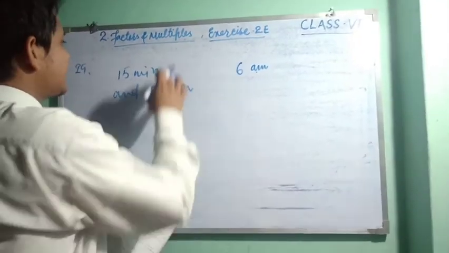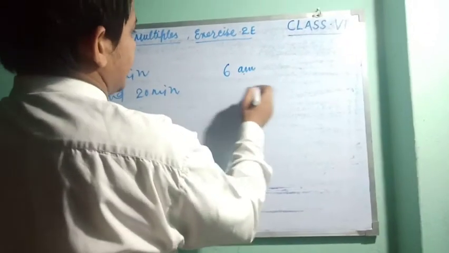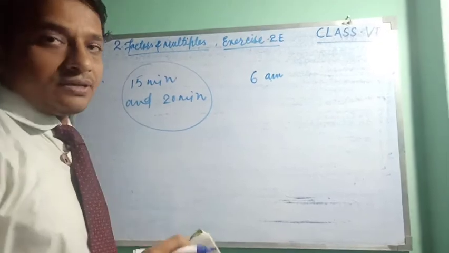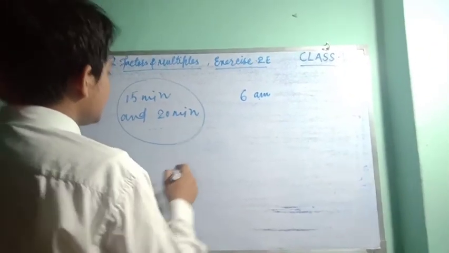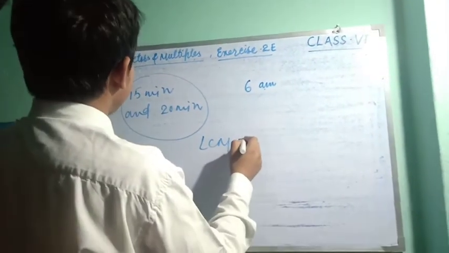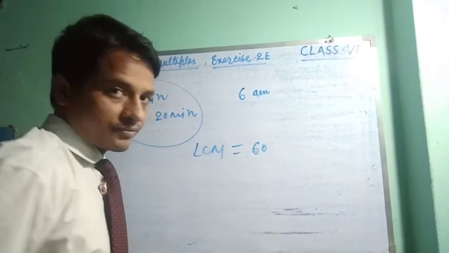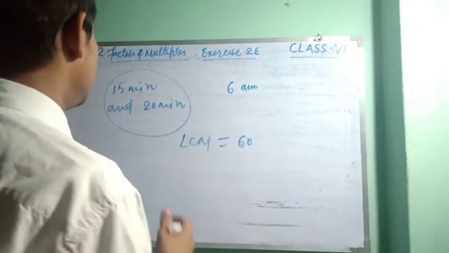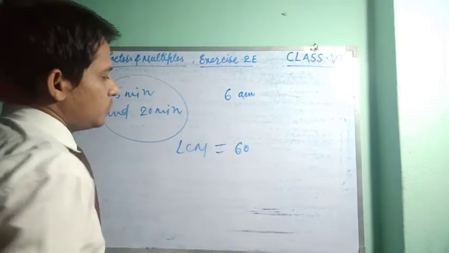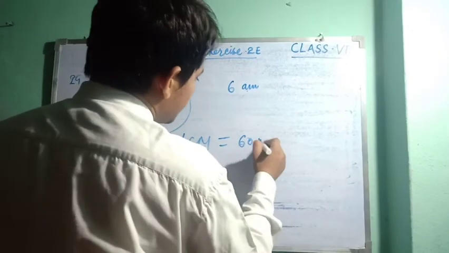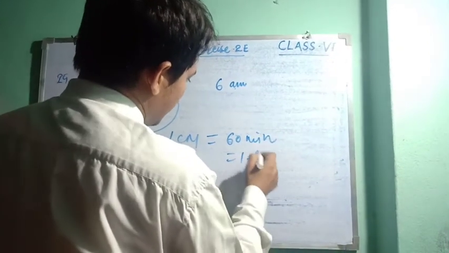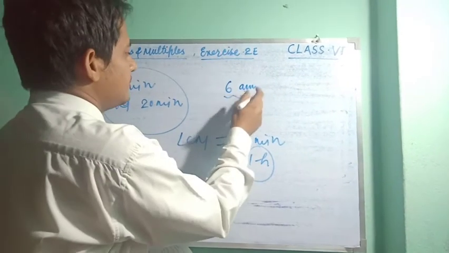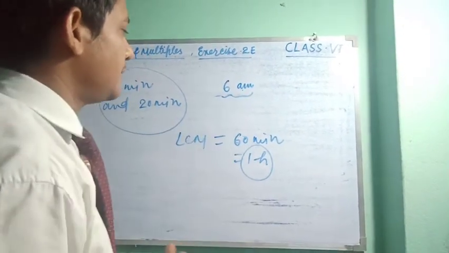Now they start beeping from 6 a.m. First of all, find the LCM of these given numbers. So the LCM is equal to 60. You have to find the LCM by the factorization method or the division method. Now 60 minutes is equal to 1 hour. And they both start from 6 a.m.